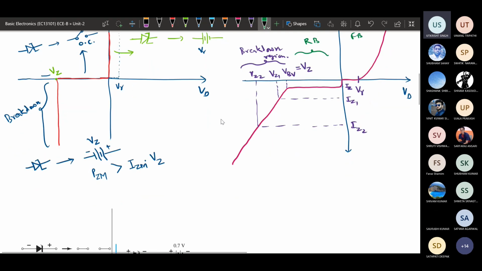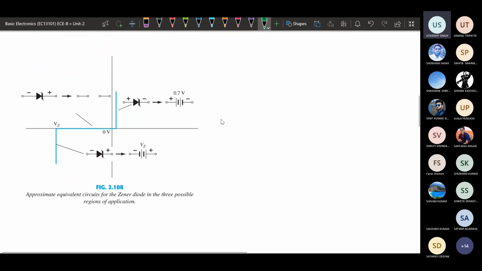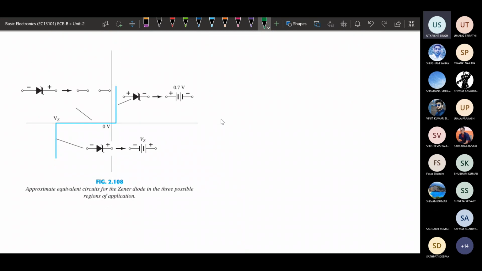So here the similar case is already given, so we can just analyze. Once it is in forward bias region, it will be equivalent to a voltage source. This is the practical case, where we can see there is a knee voltage. This is the knee voltage, or cut-in voltage, or cut-off voltage, we can just say. Beyond this cut-off voltage there will be a current flowing, so that will be replaced by a cut-off voltage in forward bias. In reverse bias case, it will be open circuit.